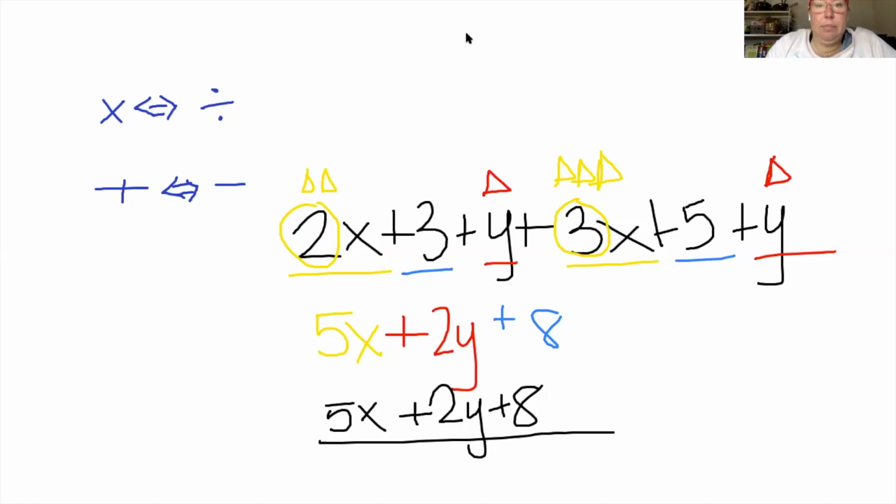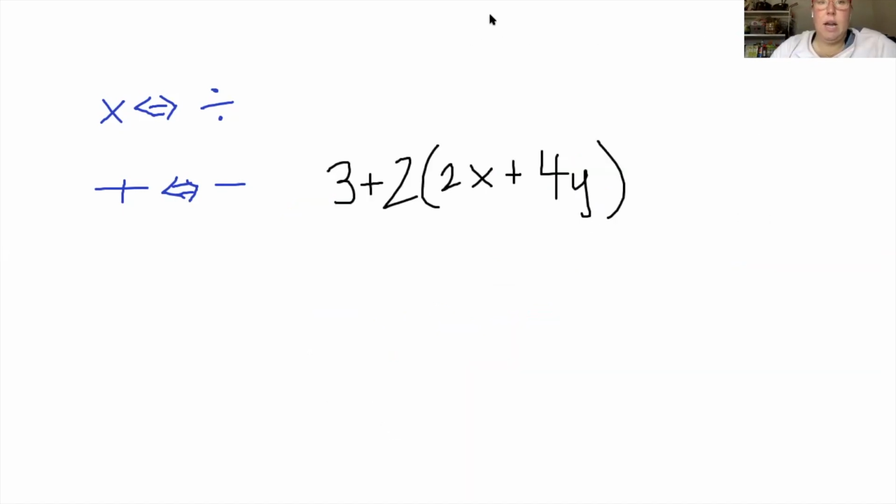All right, last example. This is kind of complex. I have 3 plus 2 times 2x plus 4y. So I'm going to draw my pawns. I have 2 x's. I have 4 y's. Now, if I'm timesing 2 by my 2x's, the 3 stays the same. I can't do anything with the 3.